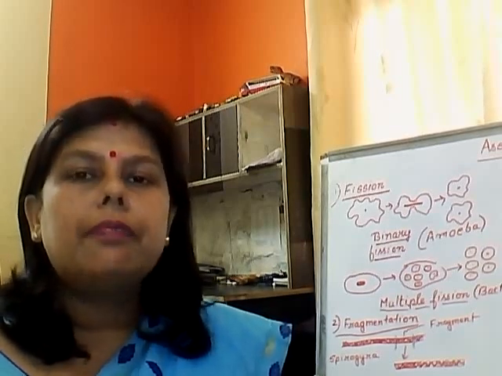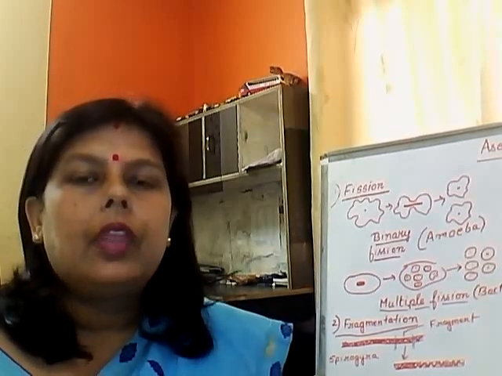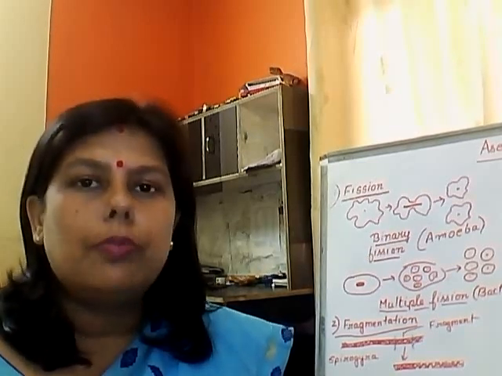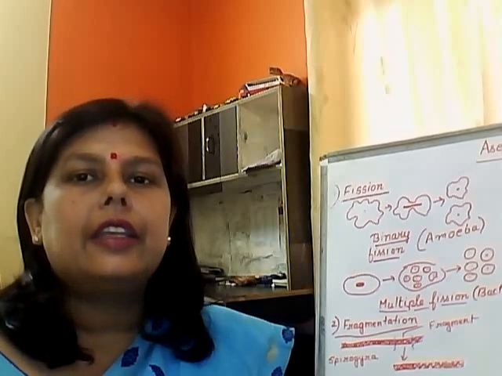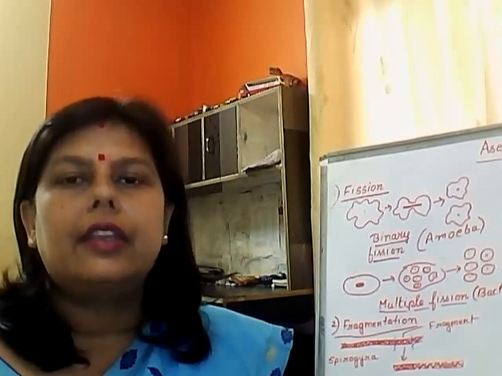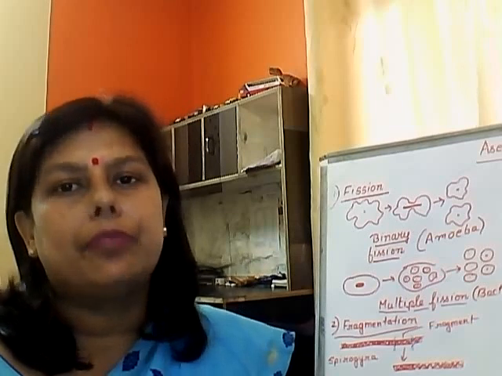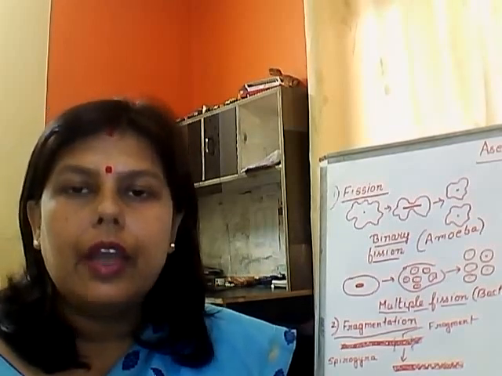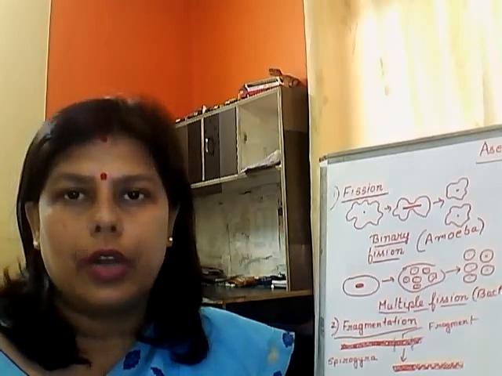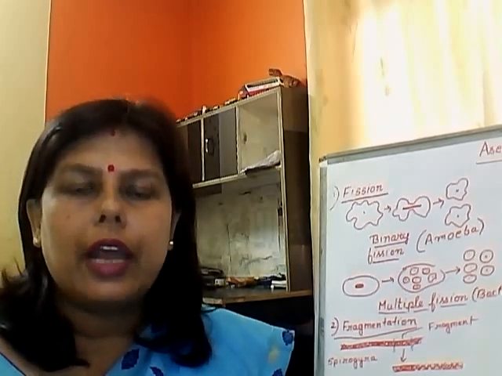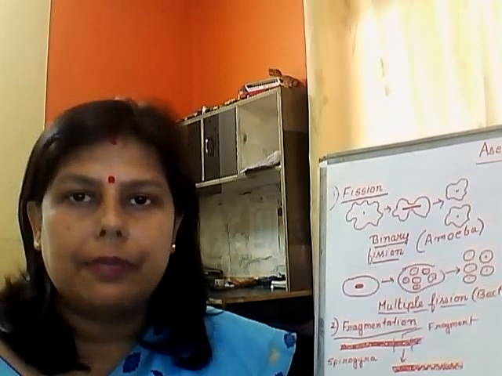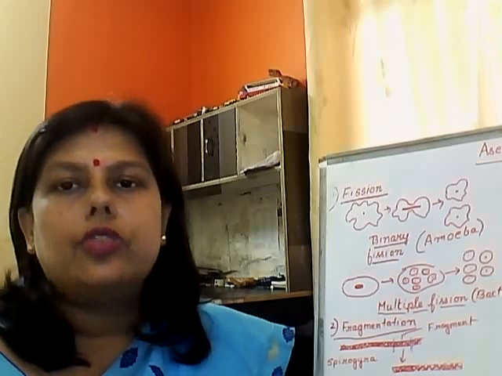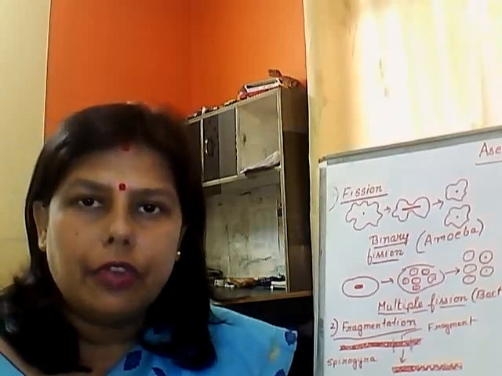So reproduction means multiplication. An individual undergoes this process to multiply their numbers, and it is essential to maintain the continuity of similar type of organism. And reproduction is of two types, asexual and sexual reproduction. In asexual reproduction, a single individual multiplies, and in sexual reproduction, two individuals of opposite sex are involved.